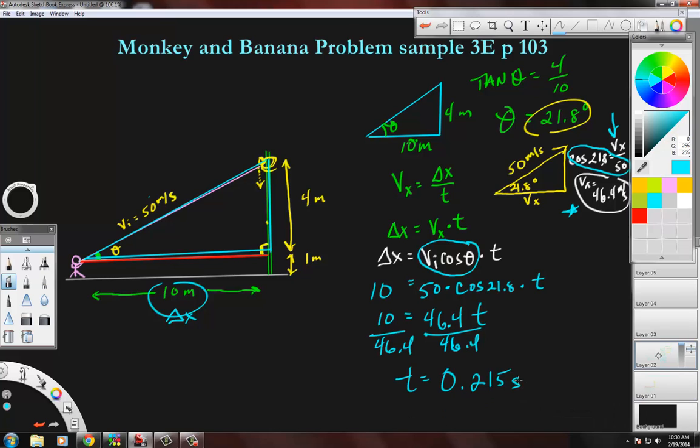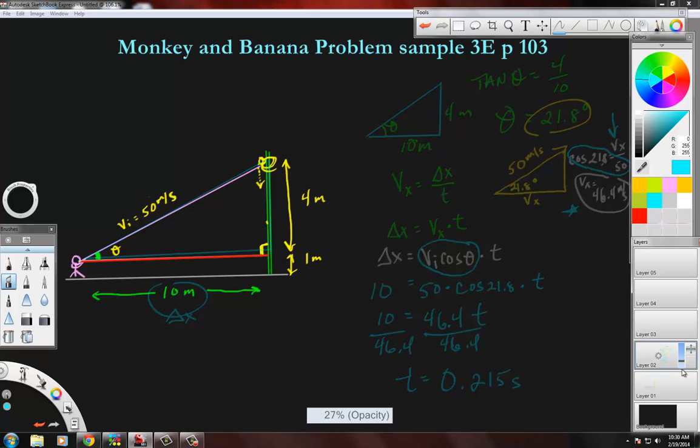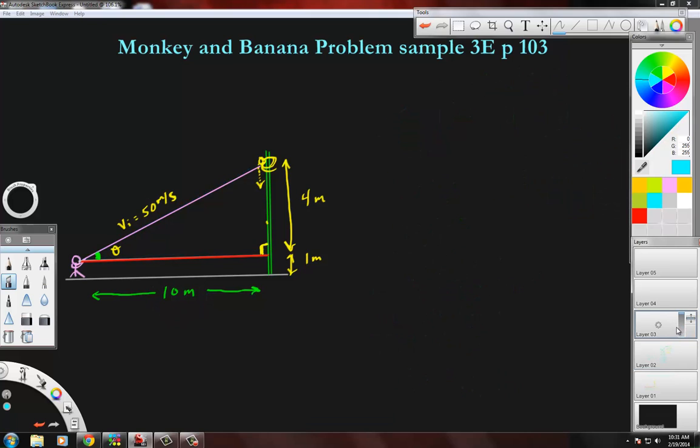All right, the next thing we need to do is figure out info on the banana. So we're just going to make a mental note, because I'm going to take this off, that the time was 0.215 seconds. All right, so now on this slide, we're going to deal with the banana. So let's get a banana color here. There we go. Banana.